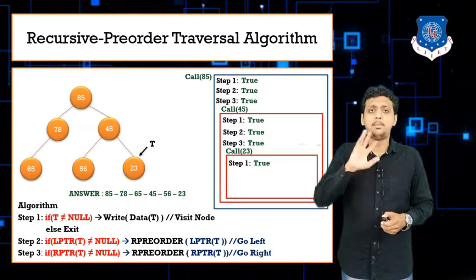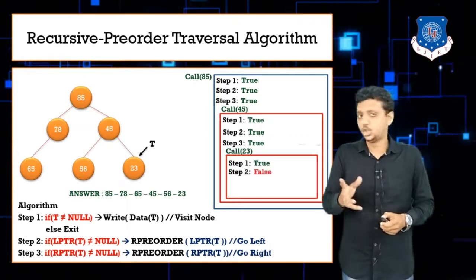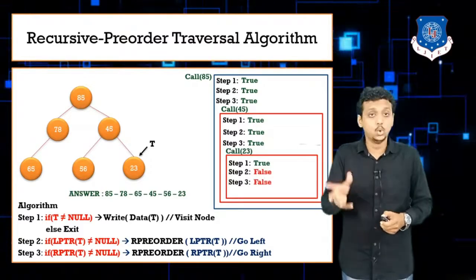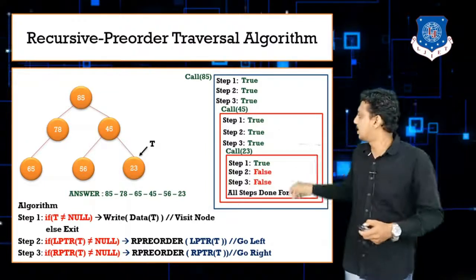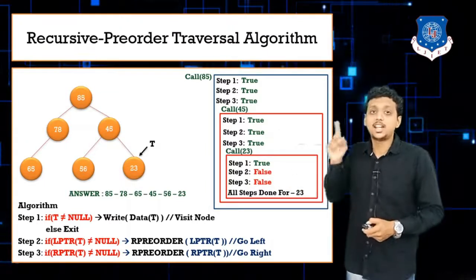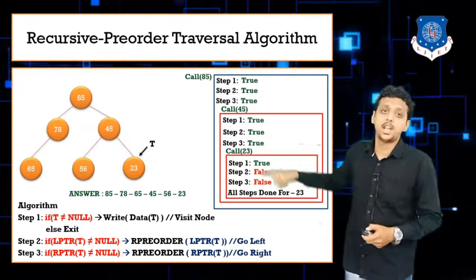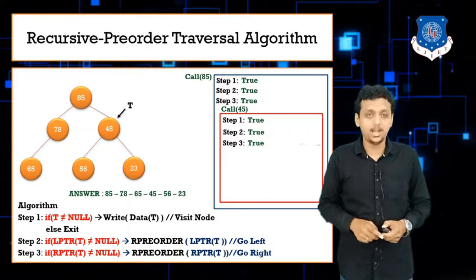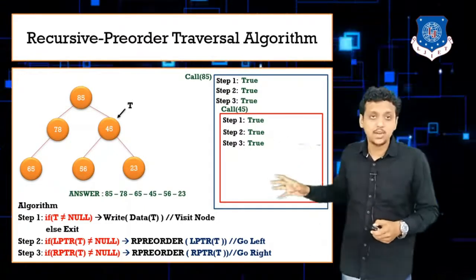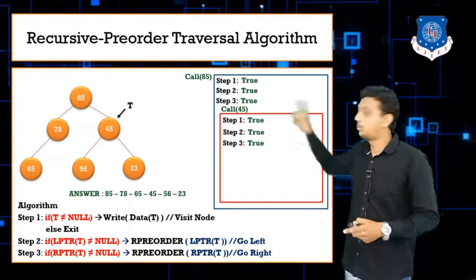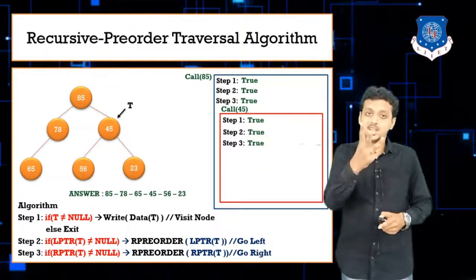Then apply for the left. Do we have any left? No. Do we have any right? No. All 3 steps are completed for 23. So students, the function call gets back to its parent node, that is 45. Okay, so here my function call gets back to 45. See this block for 45. All 3 steps are completed.